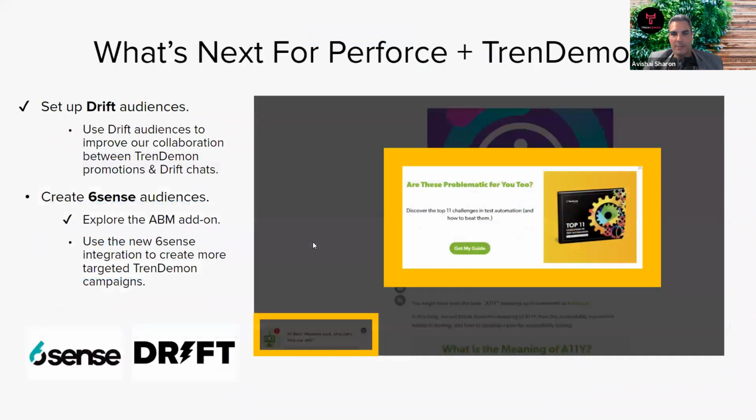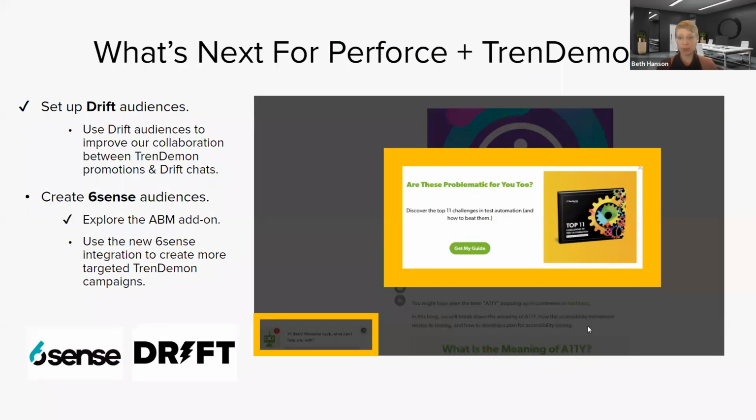Great. So I think here we're talking about the next level and what's next for us together. You want to talk a little bit about some of the integrations that we're now starting to release? Yeah. Like we touched on earlier in our MarTech stack, we started using 6Sense earlier this year for ABM on several of our brands.